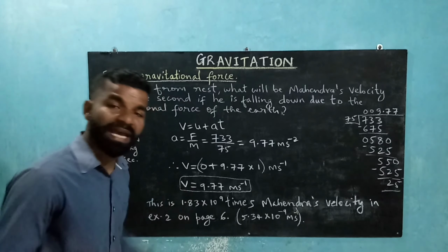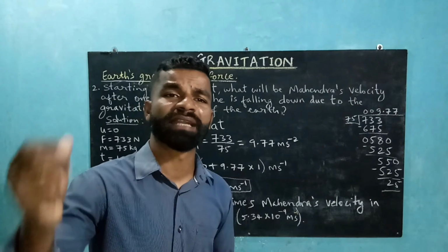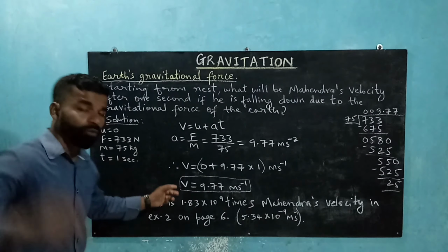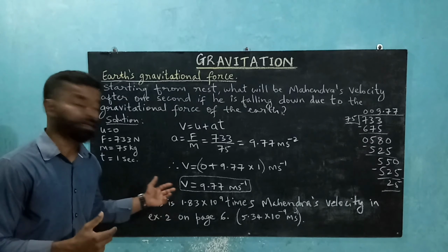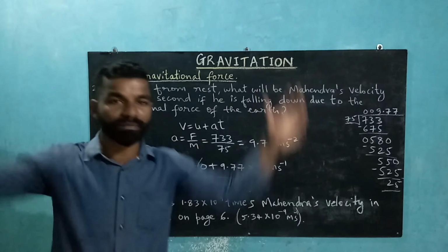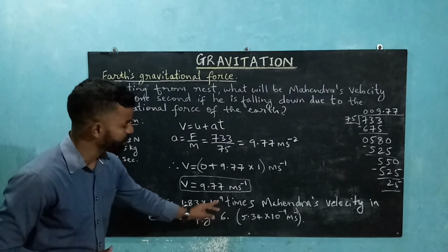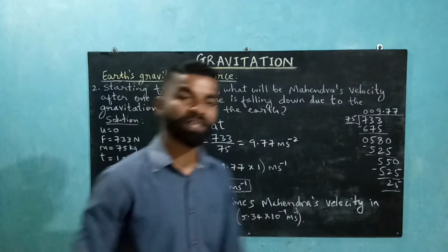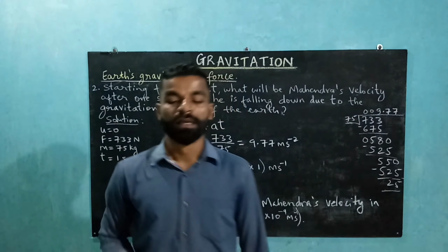So this value which we are getting for the velocity of Mahindra is much bigger than the velocity value we got for Mahindra in example 2 on page 6. That was of course because of a small mass, the mass of Virat, and this value is because of the gravitational pull from the huge mass of Earth. So this is 1.83 into 10 raised to 9 times Mahindra's velocity in example 2 on page 6, which was 5.34 into 10 raised to negative 9 meter per second.